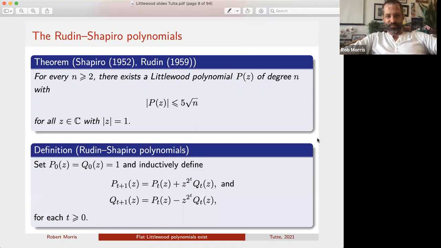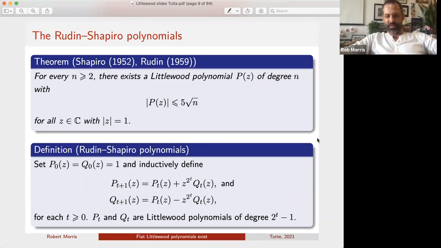So here it is. It's a sort of inductive construction. You have these two polynomials, p_t and q_t, which are degree 2^t. And you make p_{t+1} by just taking p_t and q_t and sticking them next to each other. And you make q_{t+1} by doing the same thing, except one of them is flipped. One of them is reversed. Okay, so they have this sort of fractal structure.